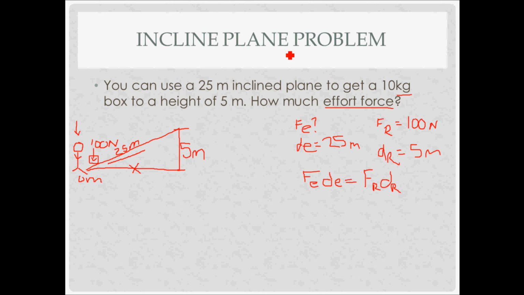Okay? So now we're going to go down here and plug in what we know. So we don't know FE, so we're going to leave that one still in there. But we know DE is 25. And we know FR is going to be 100. And we know DR is going to be 5. Alright, so we're going to have 25 FE equals 500. And then we need to get our FE by itself so that we can figure out what that value is. So divide both sides by 25.